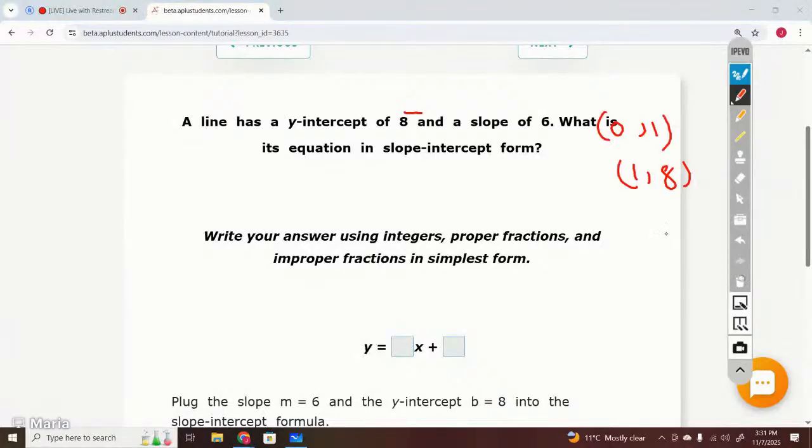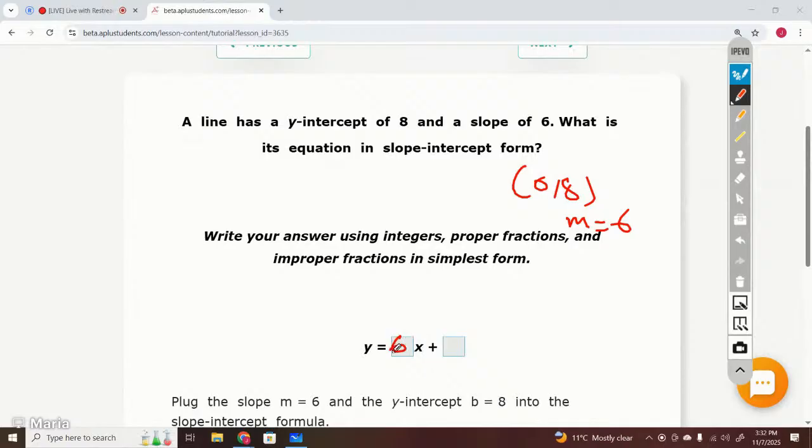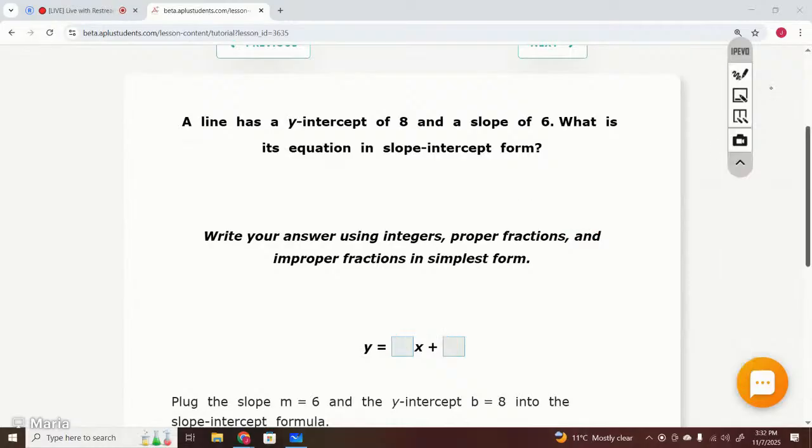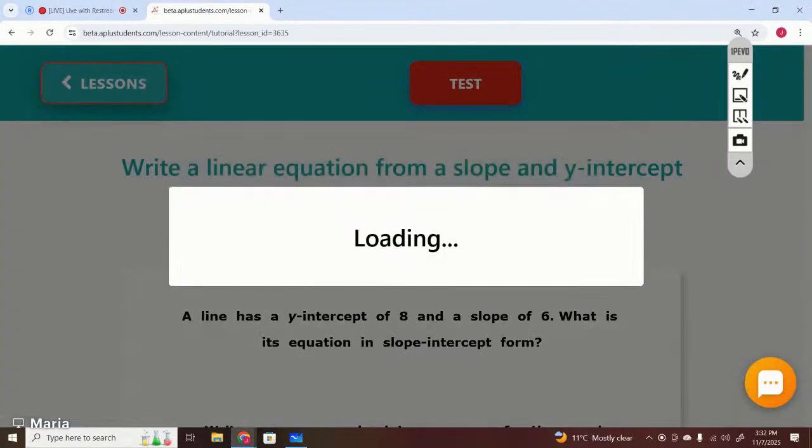Basically, the y-intercept means the point where the graph is crossing the y-axis, right? So x is 0, y is 8, and we are given the slope is 6. We need to write down the equation. The equation is y equals mx plus b, m is 6, and b is the y-intercept that is 8. So y equals 6x plus 8. Okay, let's just start with the test questions.